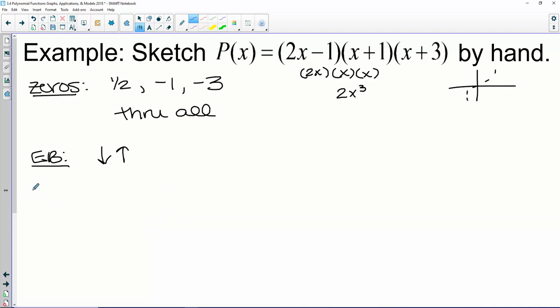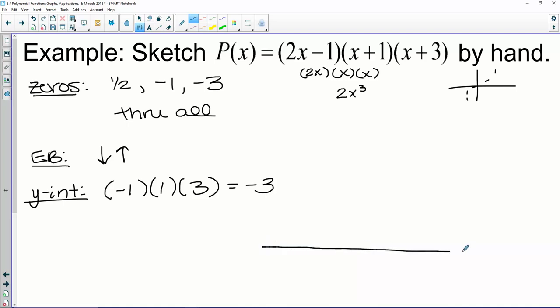Next thing, a y-intercept. How do we find that y-intercept? So if I put in 0 for all my x's, I get 0 minus 1, so negative 1. 0 plus 1 is 1. 0 plus 3 is 3. Negative 1 times 1 times 3. Now we're going to graph it.